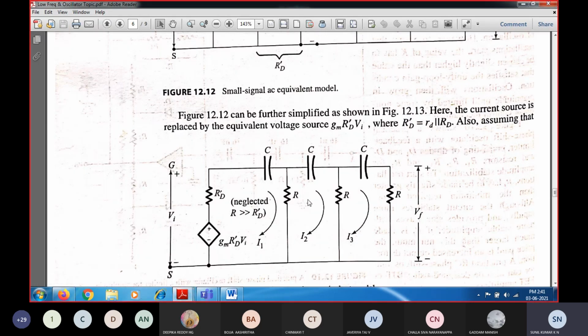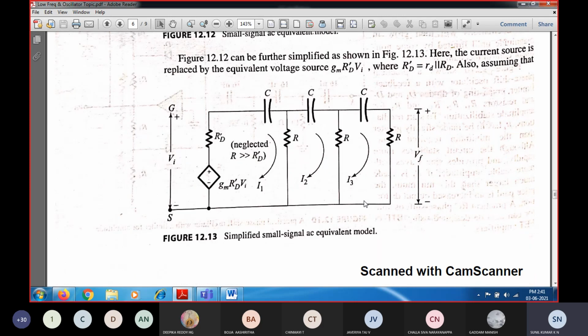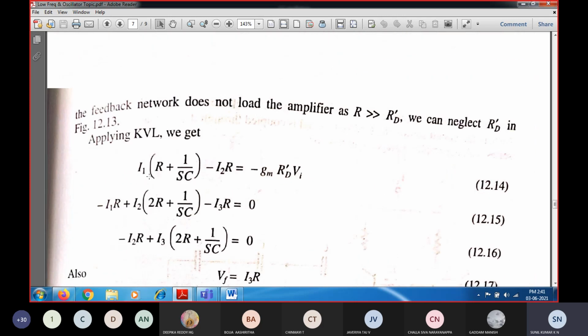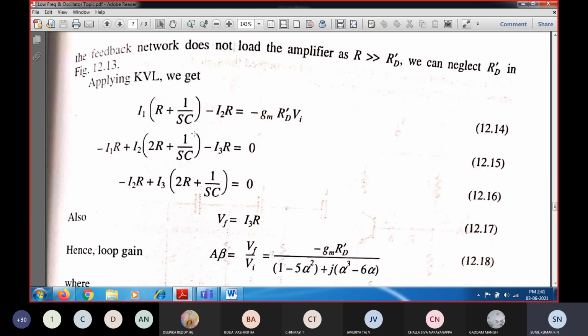And you can see the simplifications, and you can see what is the current that is flowing in the first section denoted as I1, second is I2, and third is IT. And we can easily find out the current expressions and the voltage by applying KVL in each of the R and C sections, and you can see this is the value of the current.